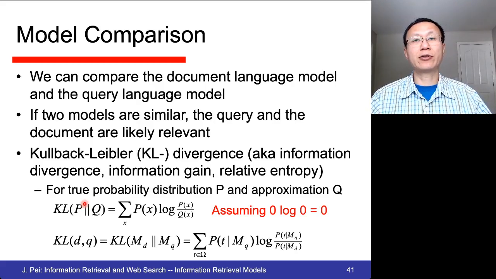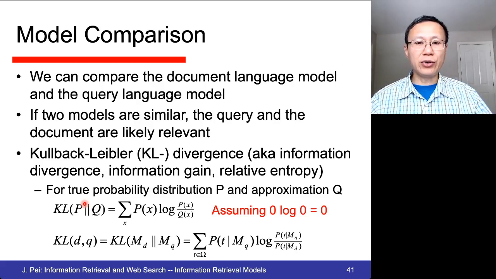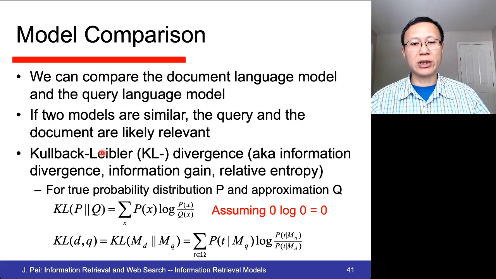How can we compare two probability distributions? We can use the KL divergence, which is a popularly used measure between distributions. KL divergence is also called the information divergence, the information gain, or relative entropy. KL divergence is calculated in this formula.